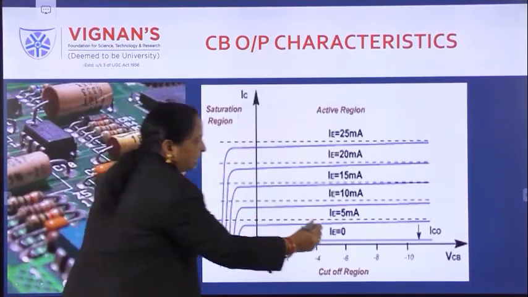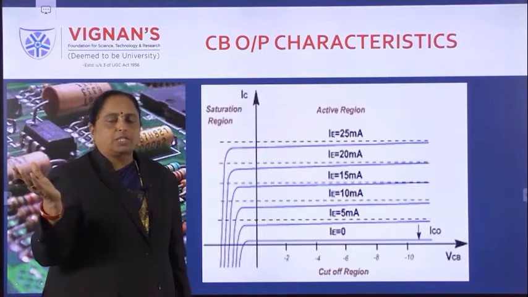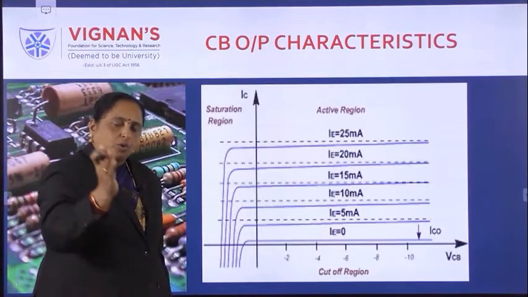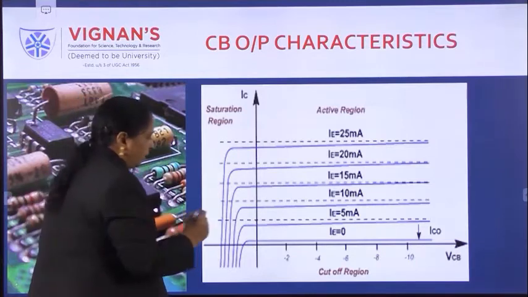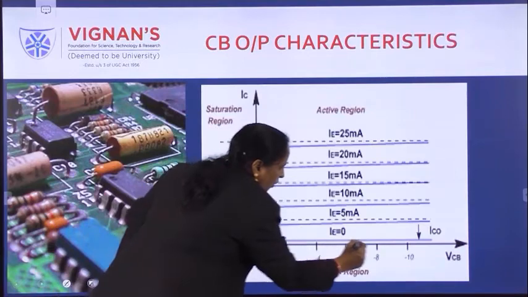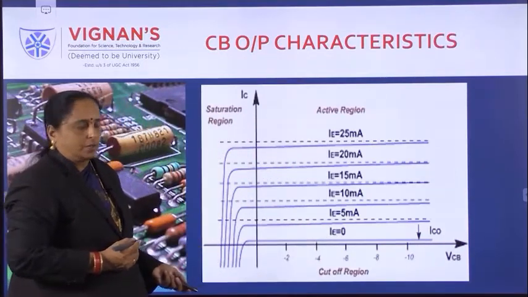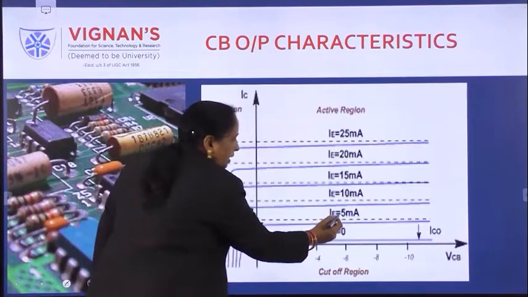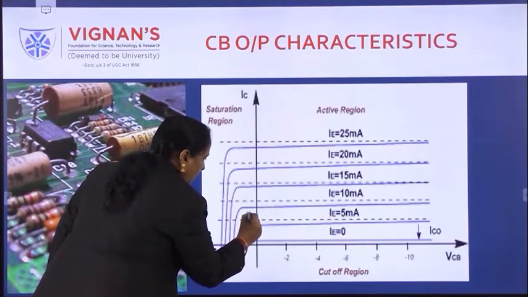So when IE is equal to 0 milliamperes, there is no flow of charge carriers from the emitter, so the collector current is also 0. Therefore, when IE is equal to 0, the curve is very close to the x-axis, that is, the collector current is almost 0. But when the emitter current is increased to 5 milliamperes, see here, this is 5 milliamperes.